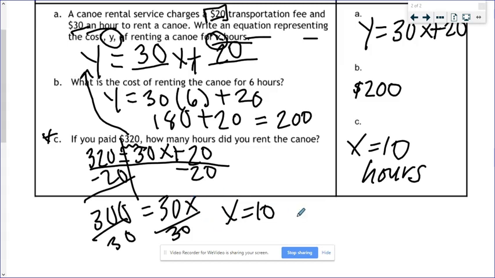When you're done with your word problems, you will turn them in. This piece of paper goes in your linear section of your math binder, and then you need to go get the next assignment, which should be graphing linear functions.